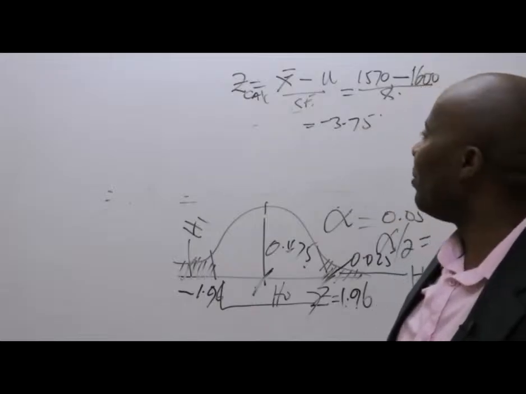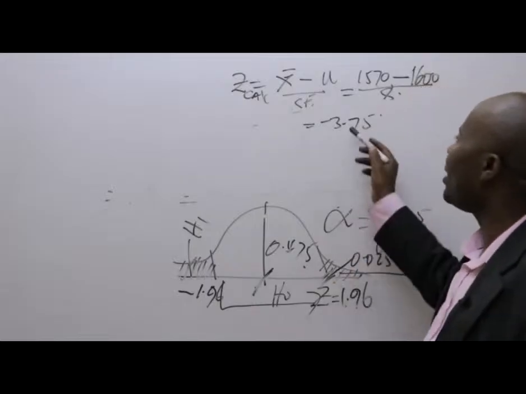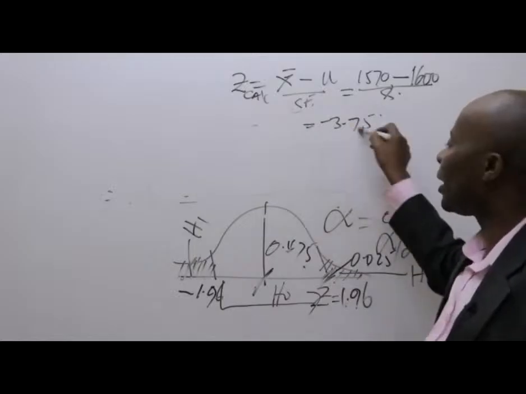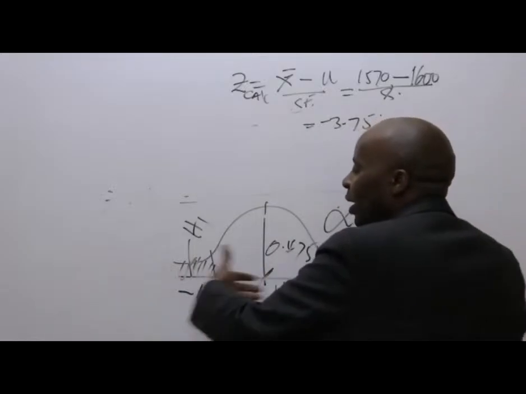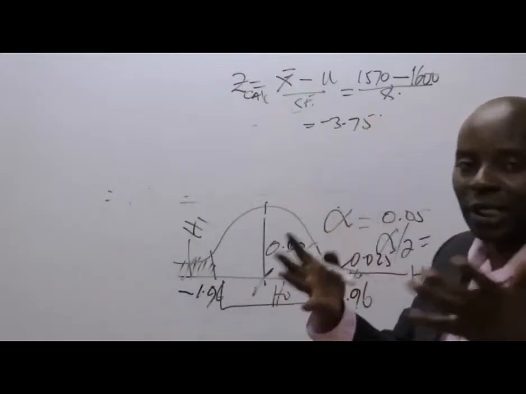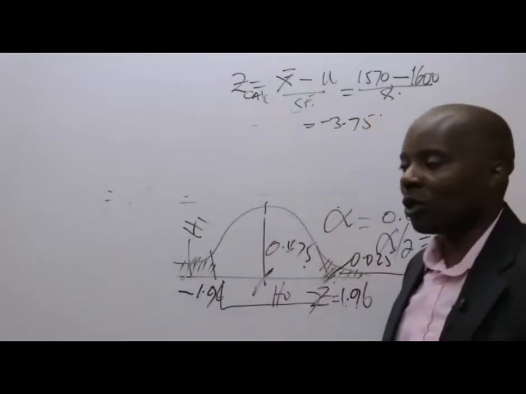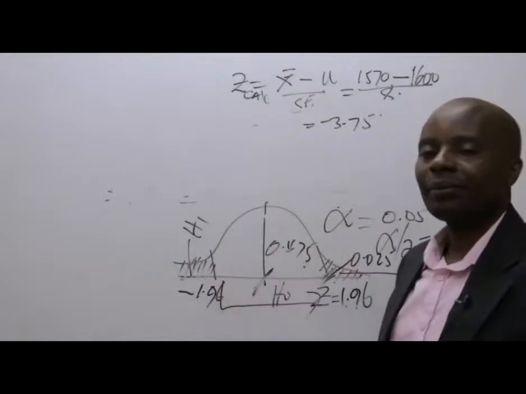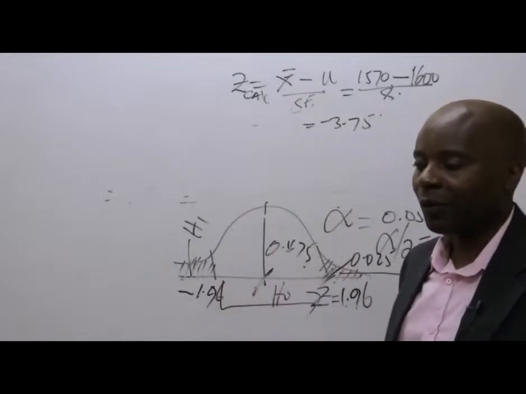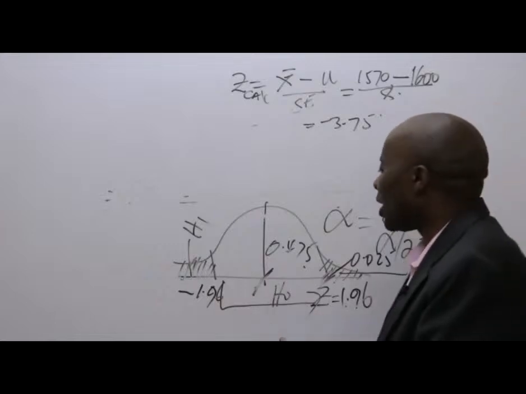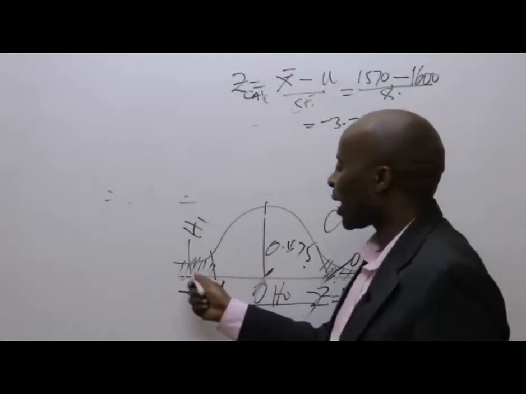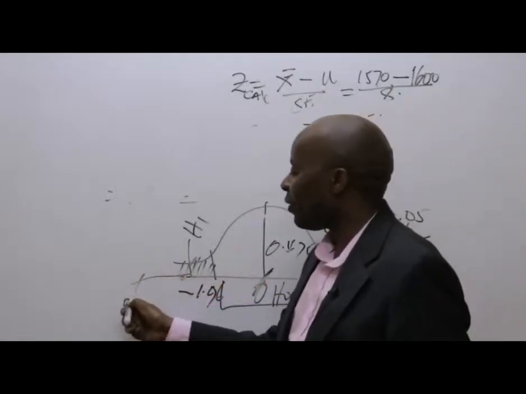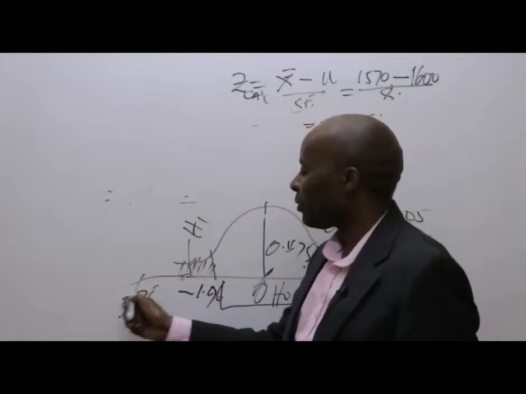Now, ladies and gentlemen, from there, come and place this Z calculated figure on your diagram. You have your number line here. Tell me whether it falls on a shaded area or on an unshaded area. This minus 3.75, where does it fall? If this is my number line, of course at the middle here I have a 0. As I go that way, I can see minus 3.75 will fall here.